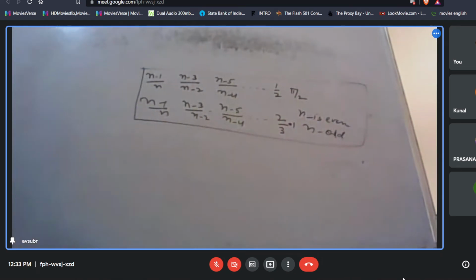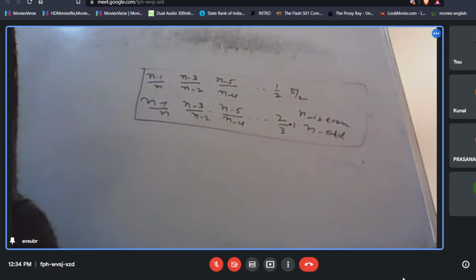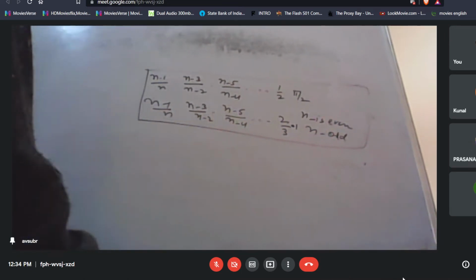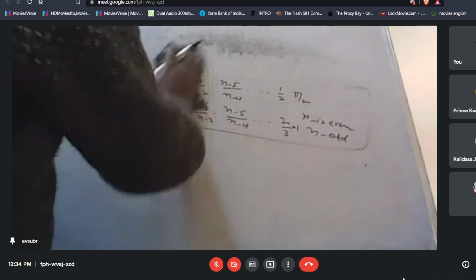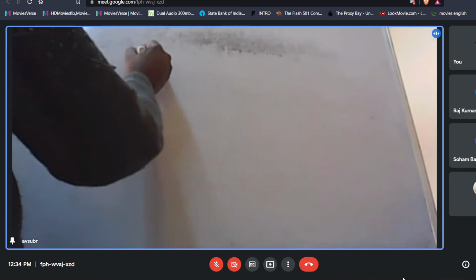This we have proved. Now there are certain corollaries to this. Is it clear till here for everyone? Now we talk about some corollaries.